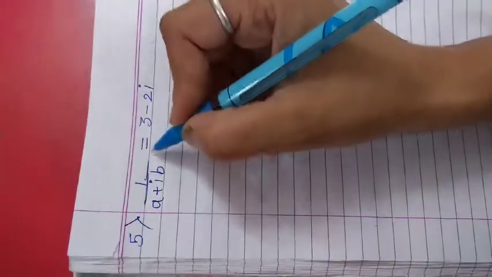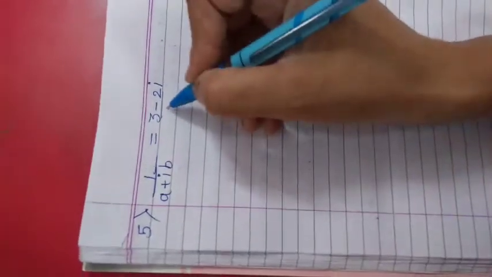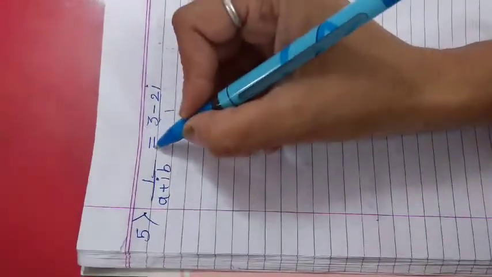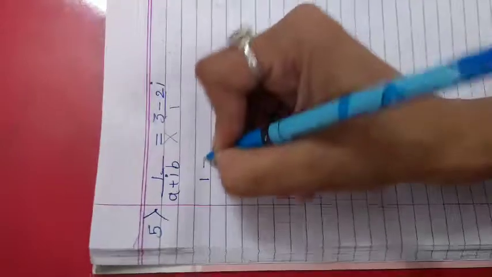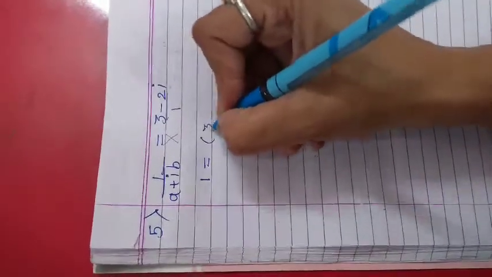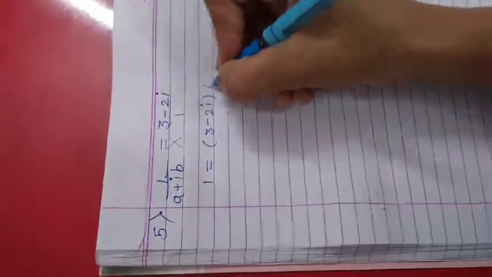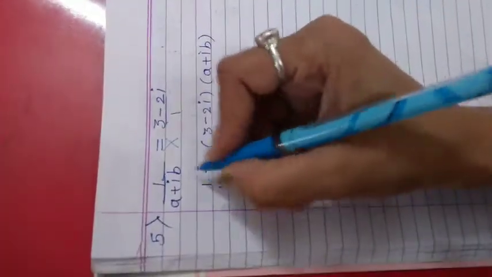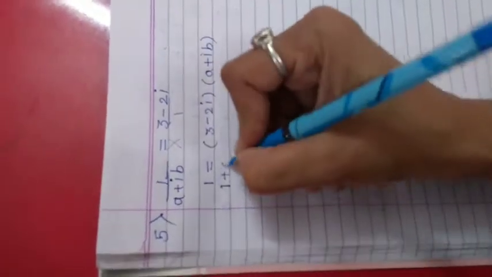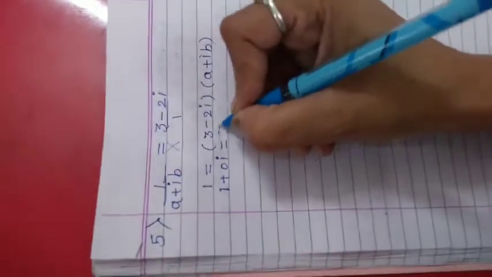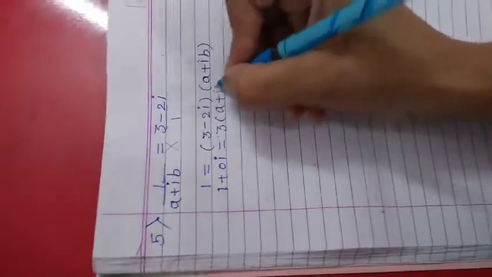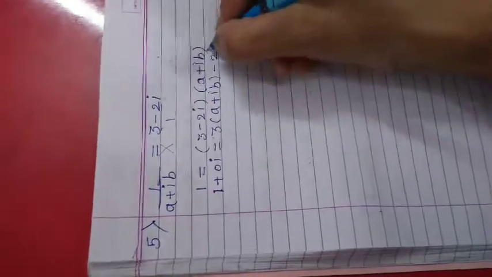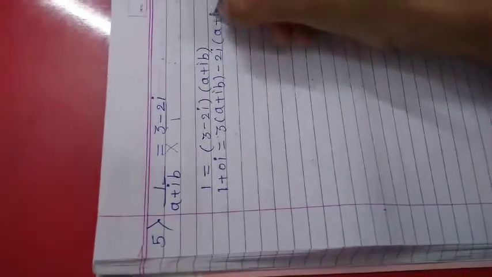Now fifth example. In the fifth example, it is not given properly. So first of all, we'll take 1 here and cross multiplication. So 1 is equal to 3 minus 2i into a plus ib. So open this bracket. So this can be written as 1 plus 0i. Now this is 3 into a plus ib minus 2i into a plus ib.